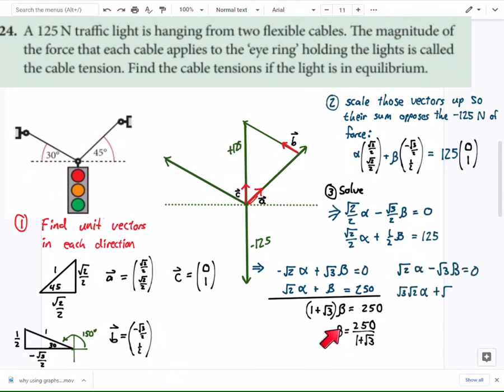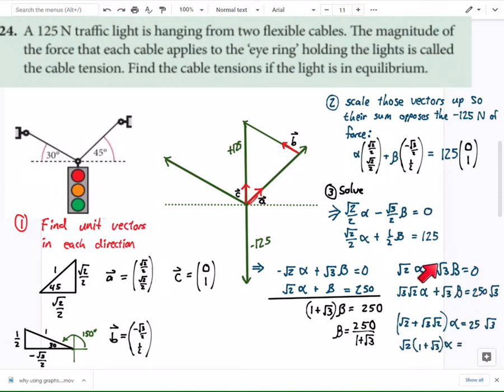Instead of taking beta as 250 over 1 plus the square root of 3 and putting it back into one of these equations to find alpha, I'm just going to do the elimination method and eliminate beta again. So to do that, I'm going to multiply the top equation by 2. I'm going to multiply the bottom equation by 2 times the square root of 3. So I get an extra square root of 3 here, an extra square root of 3 here, and then 125 times the square root of 3 there, or 250 because it's doubled.